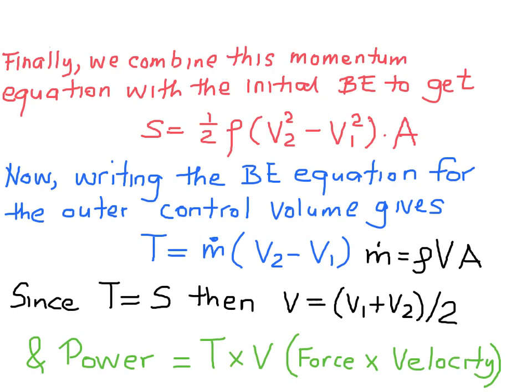And finally, the power is equal to the force on the propeller, which drives it forward, in this case from right to left, times the velocity V, which is the average of V1 and V2. Remember, V1 is the aircraft velocity and V2 is the velocity after the propeller. This ends this example.